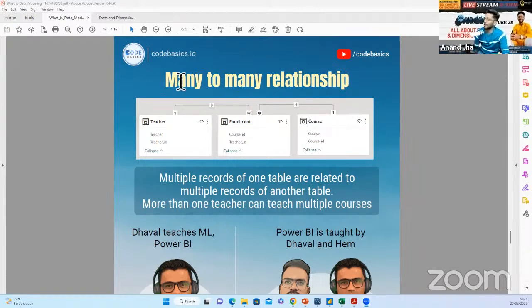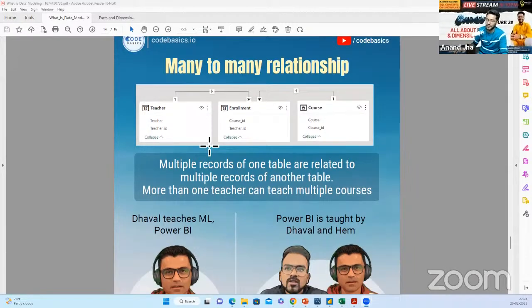Multiple records of one table are related to multiple records of another table. There are very many use cases. One customer can purchase multiple products, and each product can be associated with a different salesperson. Okay, you're in the UK, great to hear that. So this is a many-to-many relationship.